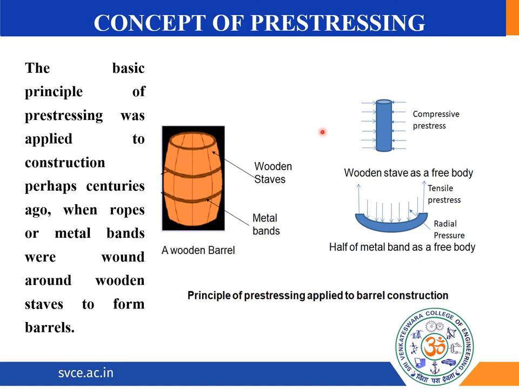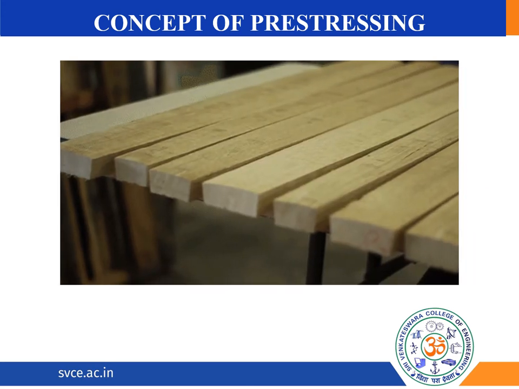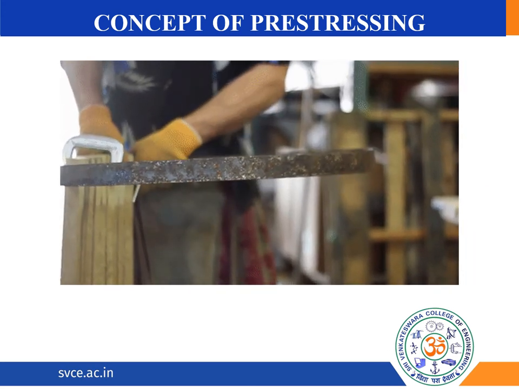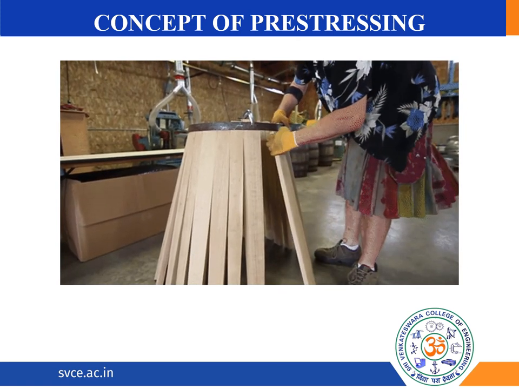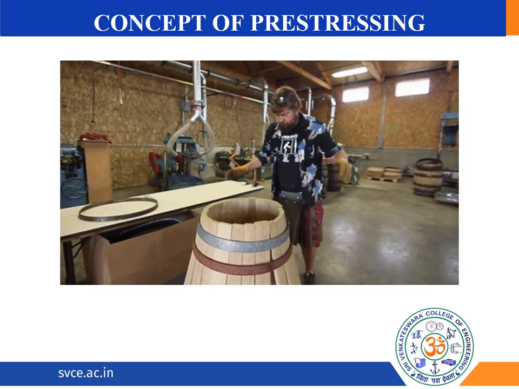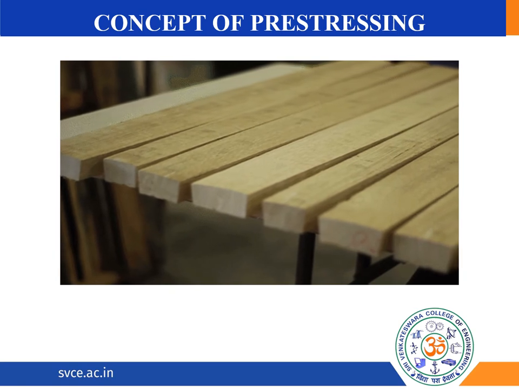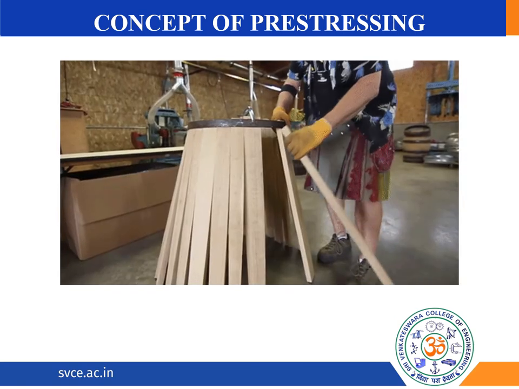Already it is stretching like that rubber band we have seen in the previous examples. So it is already in a stress and it tries to push the barrel inside. So even after you pour the liquid inside, the internal pressure and this compression will just get nullified. This just shows you the wooden staves are held, and the metal band's exact size will be fitted so that it just causes the compression on the outside.